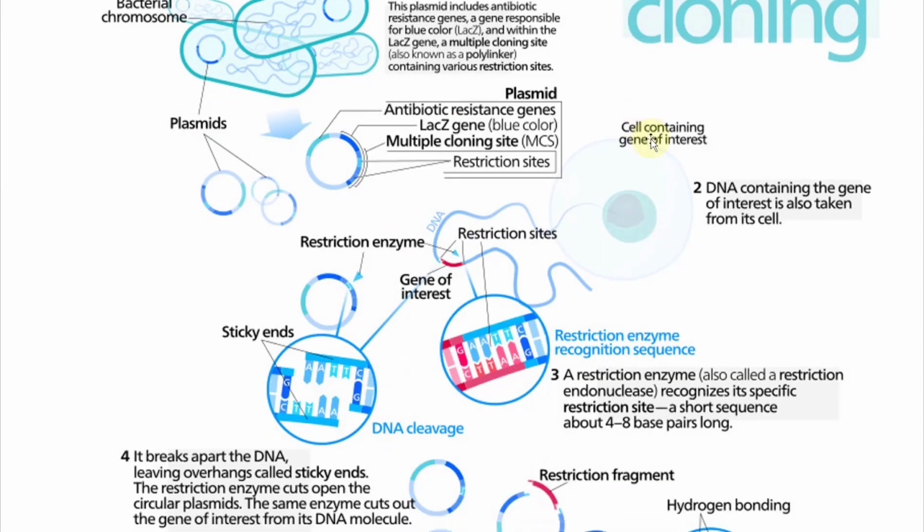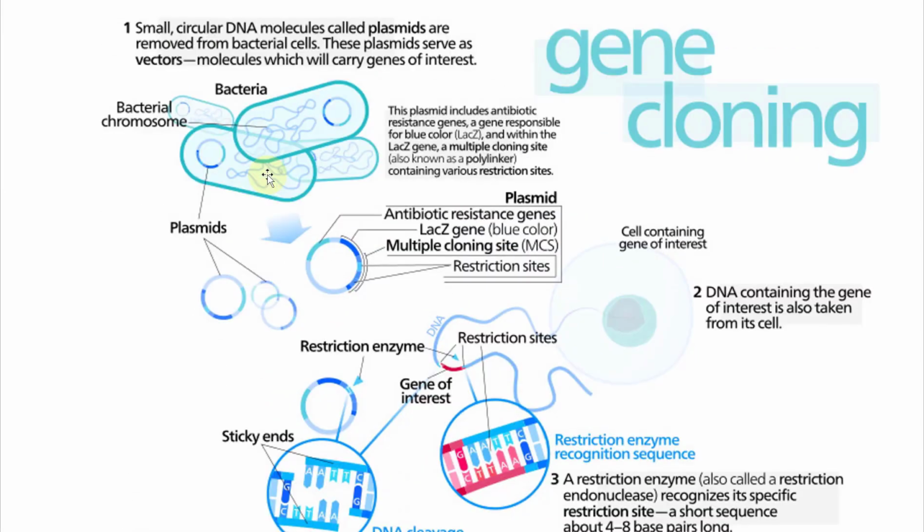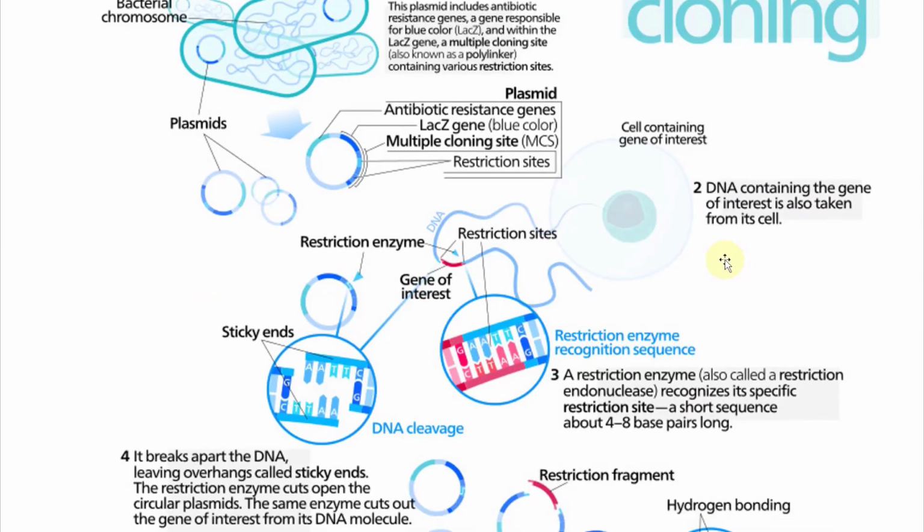So cell containing gene of interest. Yeah, so this cell has a gene of interest. This one has the vector, which is this plasmid. So DNA containing the gene of interest is also taken from its cell. All right, so you take this, and here's the gene of interest on this DNA strand. There are restriction sites at the start and end points, and you have a restriction enzyme to link up at that spot. So the restriction enzyme recognition sequence is over here that you want.